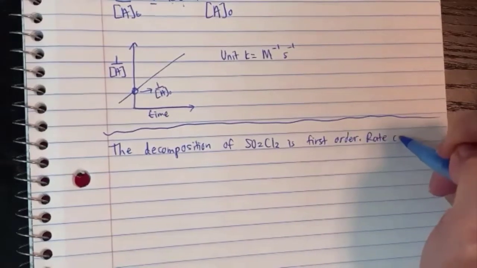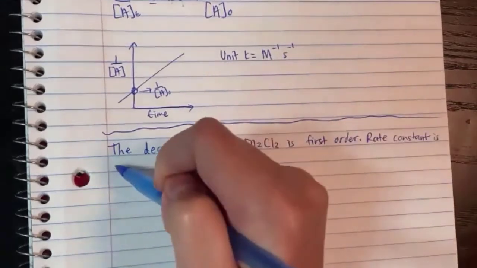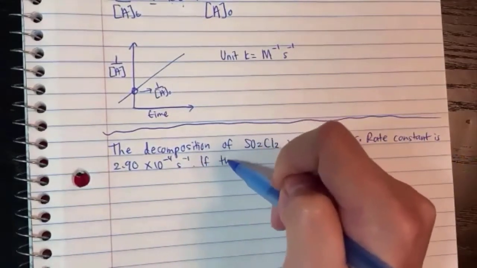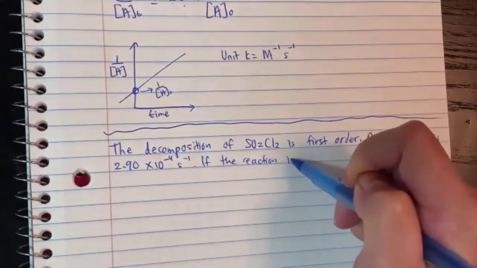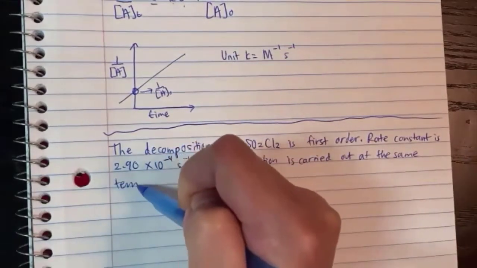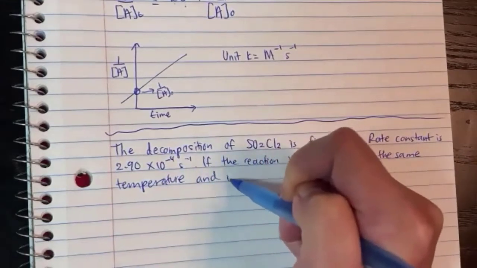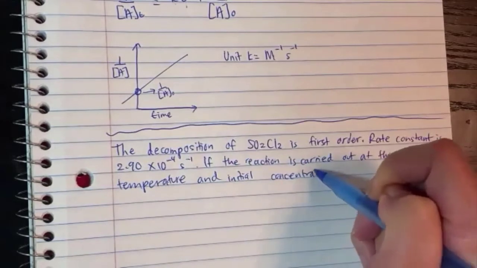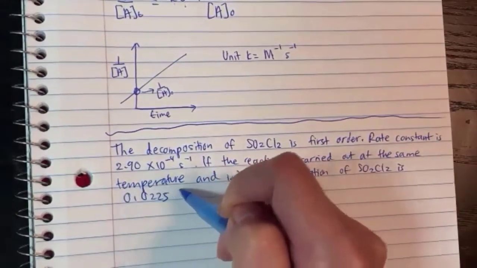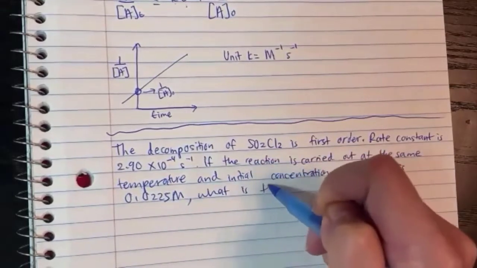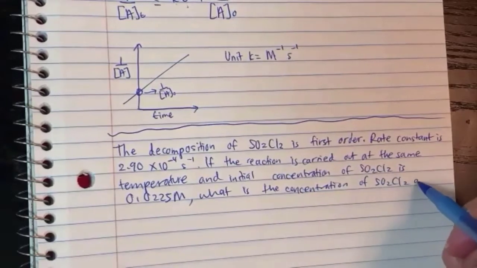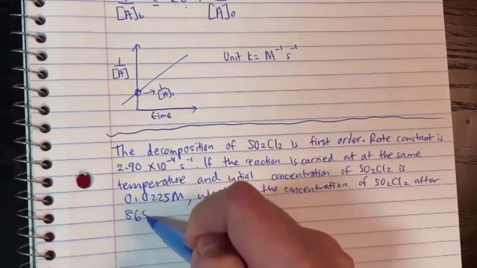And then rate constant. So rate constant is your little k, and it is 2.90 times 10 to the minus 4 per second. If the reaction is carried out at the same temperature and the initial concentration of SO2Cl2 is 0.0225 molarity, what is the concentration of SO2Cl2 after 865 seconds?